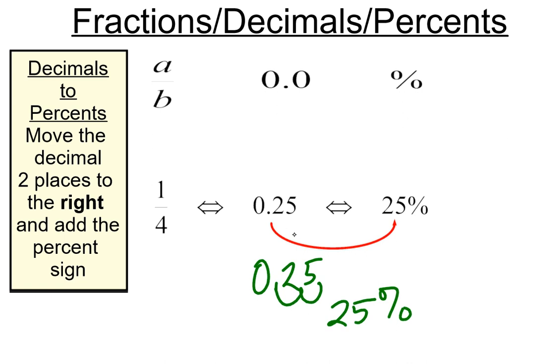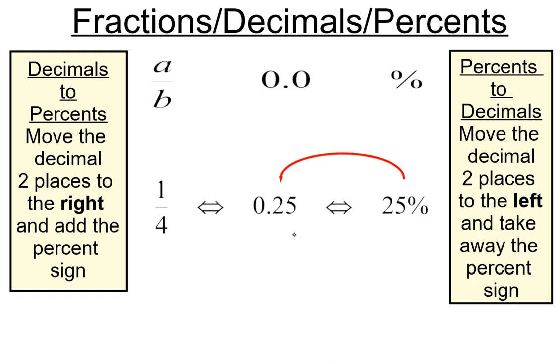Now, conversely, to go from a percent to a decimal, we're just going to do the opposite. We're going to move the decimal 2 places to the left and take away the percent sign. So I'm going to drop the percent sign. The decimal stays here, so I'm going to move 2 places to the left. That's going to place the decimal there, which gives us 25 hundredths. So that's how we go between fractions, decimals, and percents.